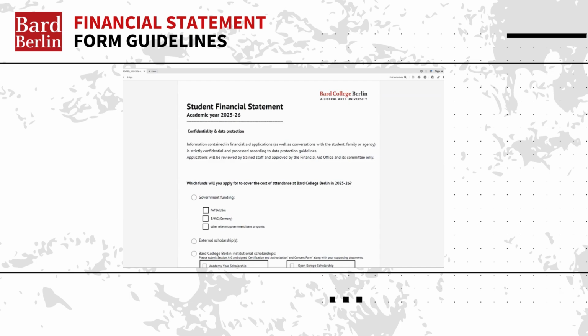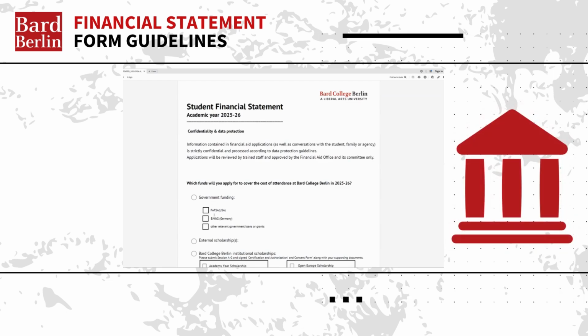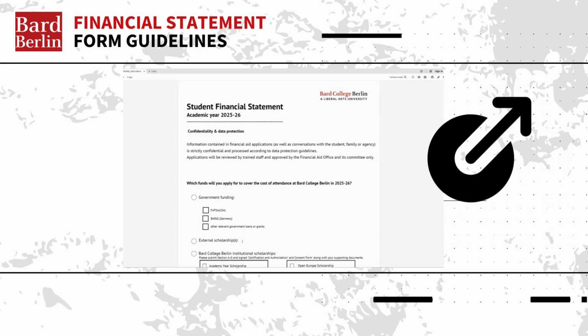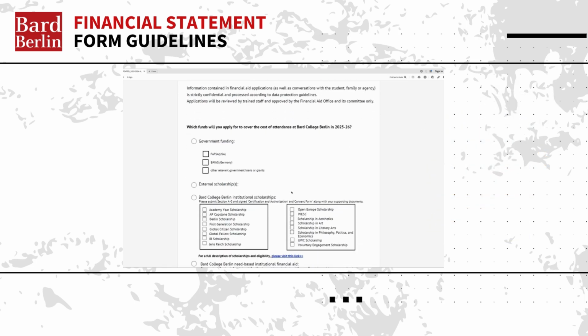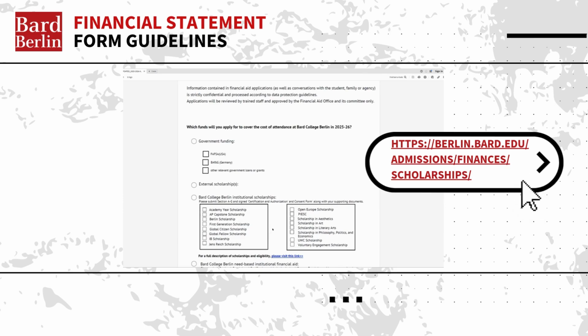Page 1 of the student financial statement is simply where you can let us know which kinds of financial aid you intend to apply for: government grants and loans such as BAföG or FAFSA, external scholarships offered by other organizations, or scholarships and institutional aid from Bard College Berlin. You can find the criteria for each scholarship on our website.